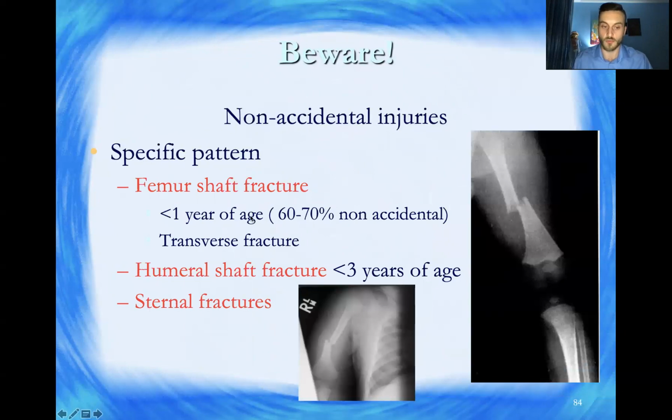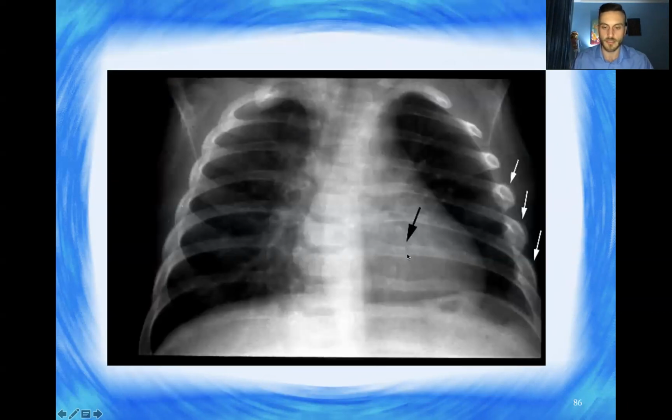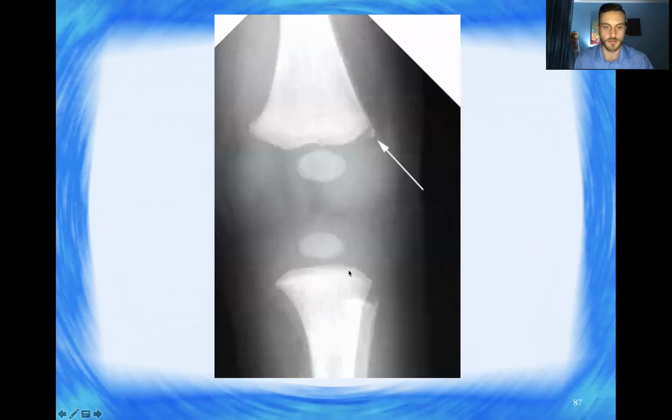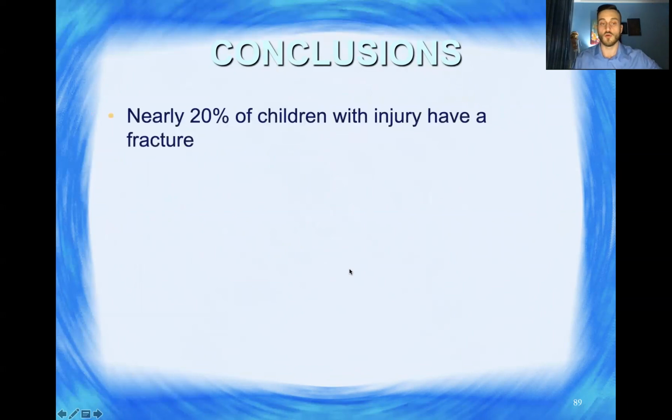Femur fracture less than 1 year, humeral fracture less than 3 years, sternal fracture, all of these are signs of child abuse. You can see here, a fracture is healing, another fracture is healing, another fracture, increasing the sign of child abuse. You can do a bone scan for these patients to check for bone healing.